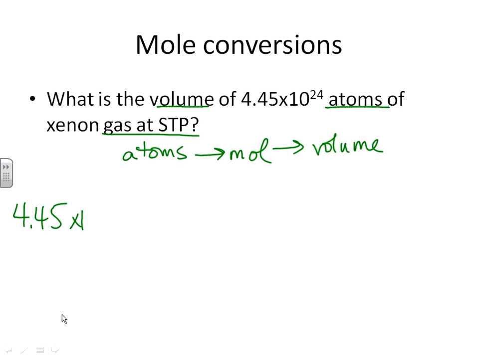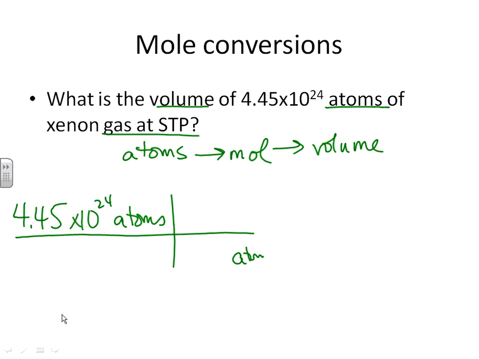4.45 times 10 to the 24th atoms. Take the value, drop it down, take atoms, put it there. First step, we want to turn atoms into moles, so moles go on top. What's the conversion factor here? For every 1 mole, there's 6.02 times 10 to the 23rd of whatever particle it is you're looking at. In this case, we're looking at atoms. That's 6.02 times 10 to the 23rd. That takes care of that particular step. That's Avogadro's number right there.